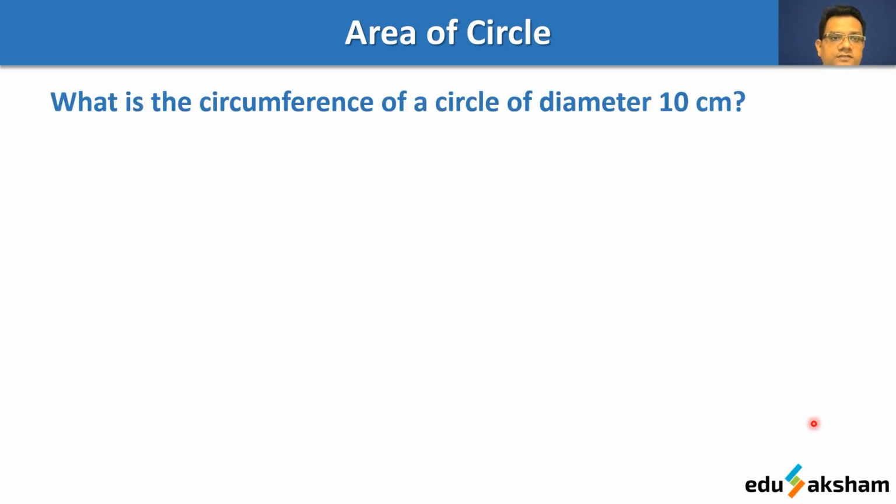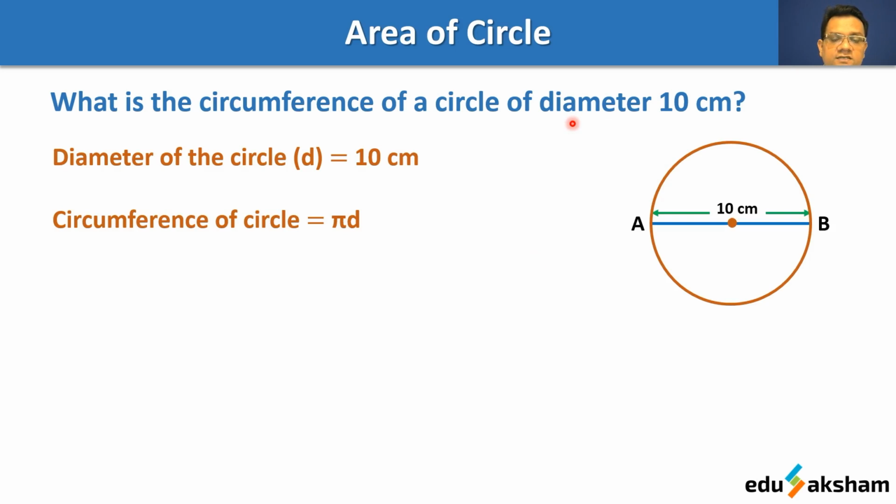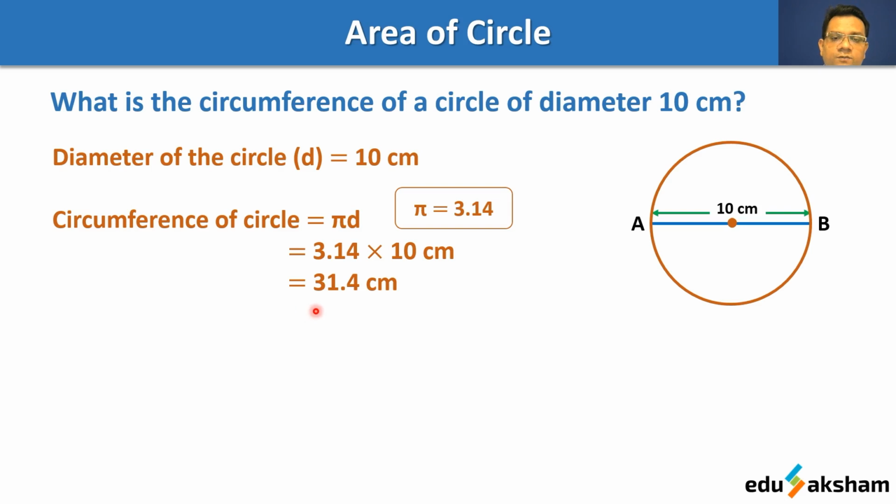Now let us solve some questions. What is the circumference of a circle of diameter 10 centimeter? So the diameter is 10 centimeter, circumference is equal to pi d, that we know, and we take the value of pi as 3.14. So circumference is equal to 3.14 into 10. This comes out to be 31.4 centimeter. So this is the circumference of the circle.